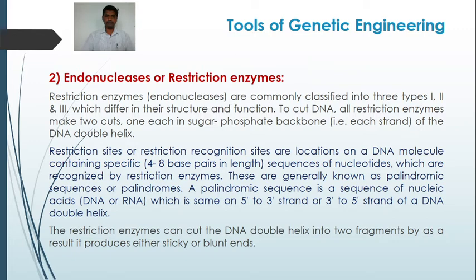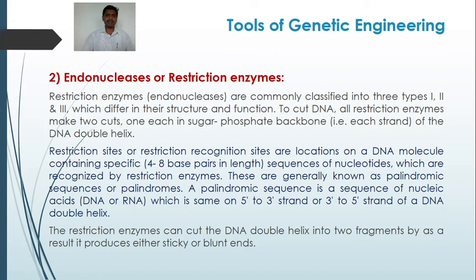Or, if we divide these sequences into 2 equal halves, the first half is the mirror image of the second half. Suppose a restriction site is 8 base pairs in length. If you divide it into two halves, 4 in one half and 4 in the other, the first half of the sequence is the mirror image of the second half. One can say palindromic sequences are those which read the same in any direction, either 5' to 3' or 3' to 5'. So this is all about the restriction sites.